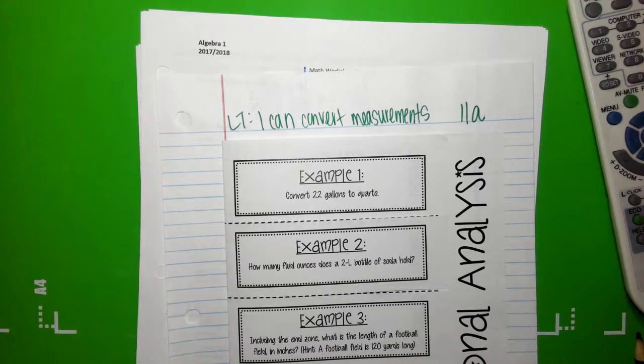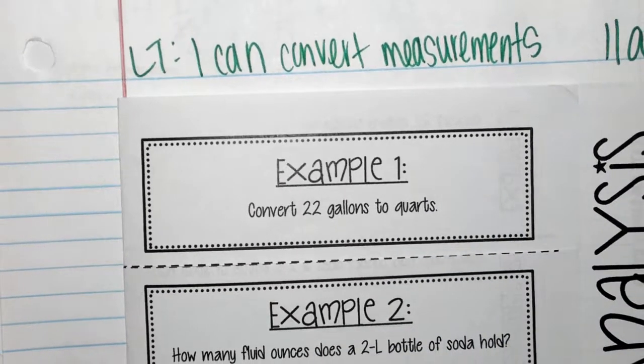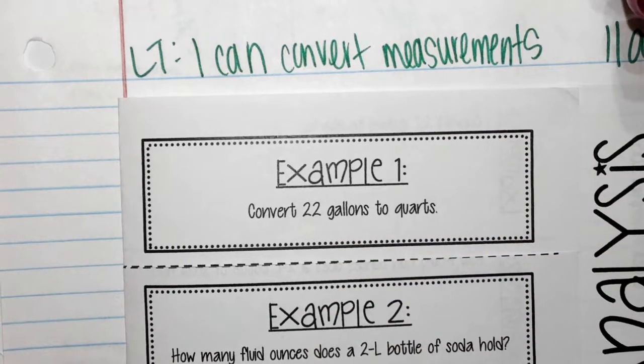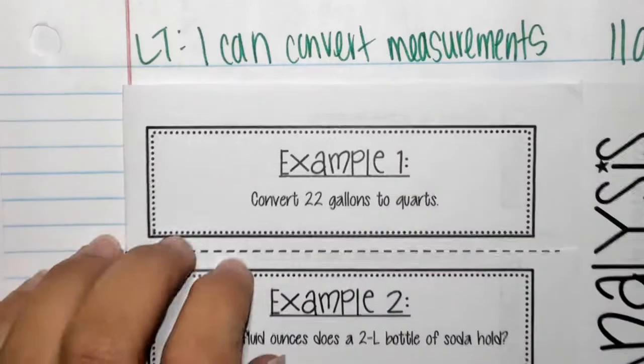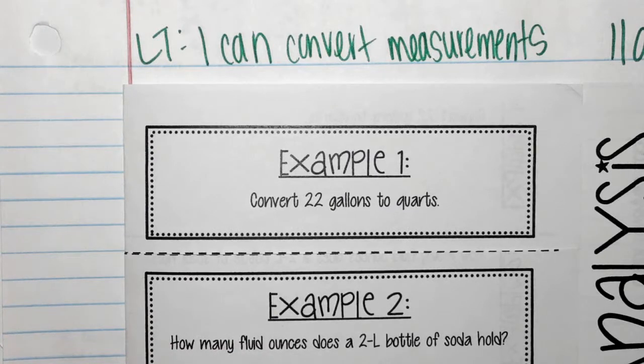So we're going to be converting measurements today, which means that you're going to have to go from one unit of measurement to another. The first thing that we're going to convert on example 1 is gallons to quarts. Now, does anybody know how to go from gallons to quarts?